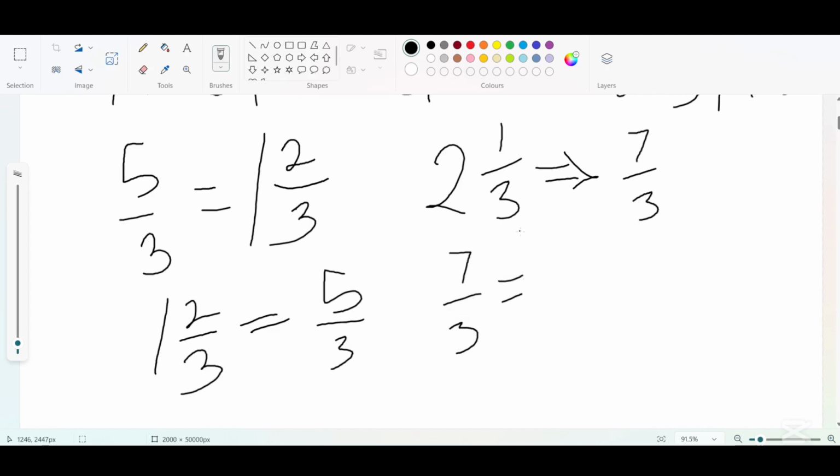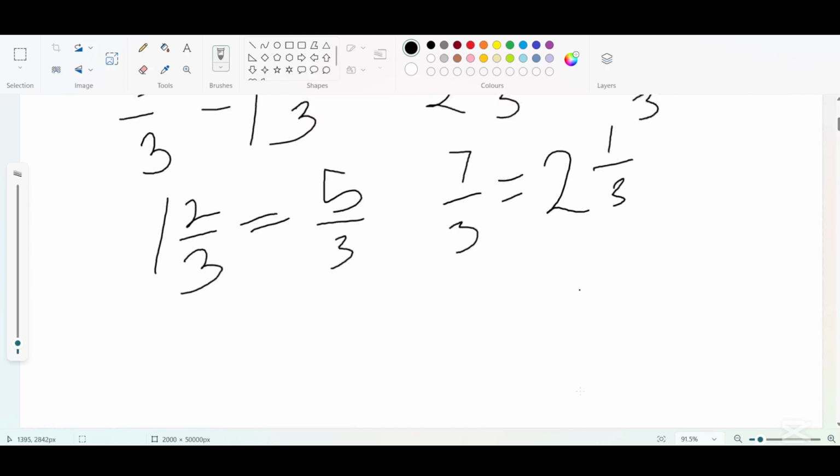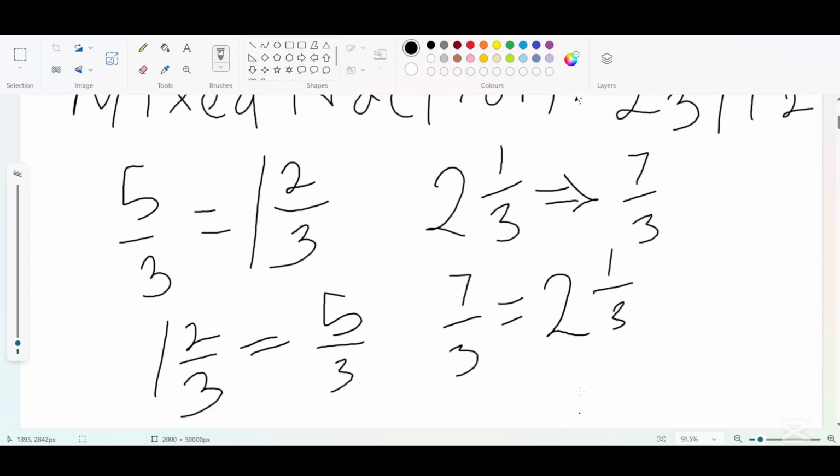That will be what? 2 remainder 1, right? So that will be 2 remaining 1 all over 3. So this is how we change proper fraction to mixed fraction and mixed fraction back to improper fraction. Okay, so that's about that.